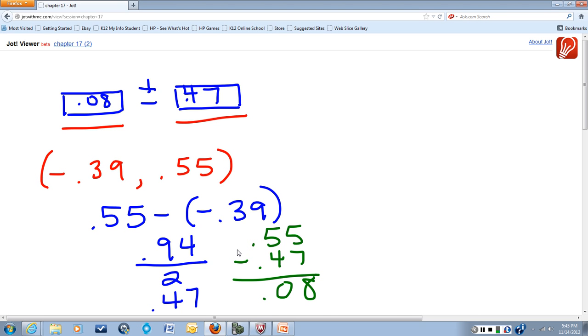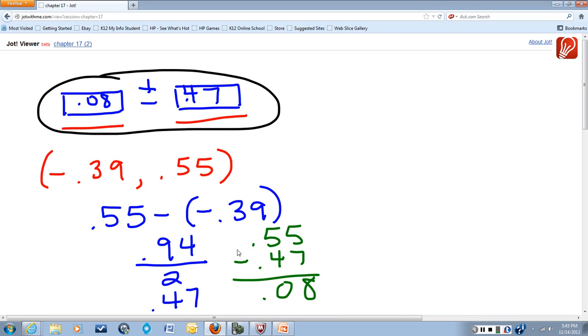So our answer, when we got it from the calculator, the confidence interval that we were given for mu1 minus mu2 is negative 0.39 to positive 0.55. Writing it in the format that we were asked to give our answer in, we get 0.08 plus or minus 0.47.